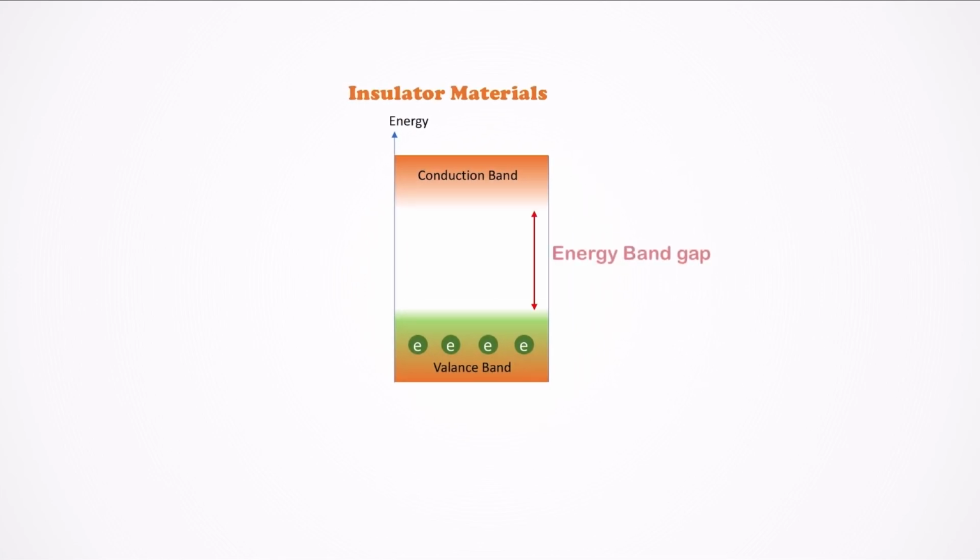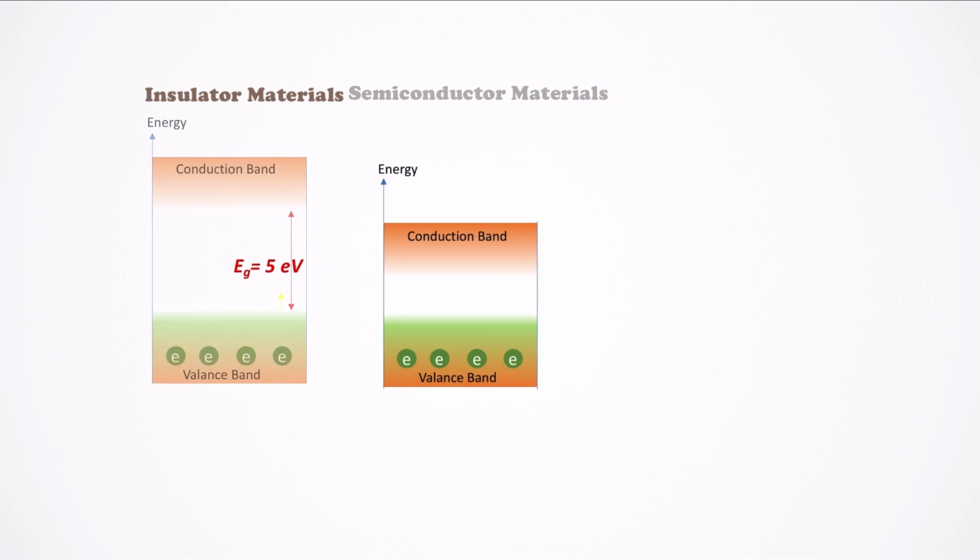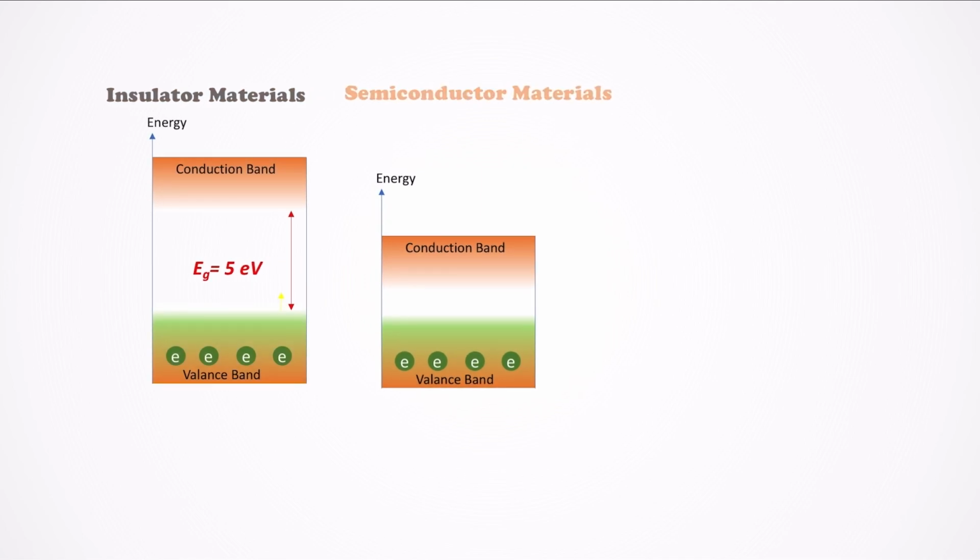This wide gap prevents electrons in the valence band from easily moving to the conduction band, resulting in very low electrical conductivity. Semiconductors have a moderate band gap, usually between 0.5 electron volt and 3 electron volt. For silicon, this band gap is equal to 1.1 electron volts.